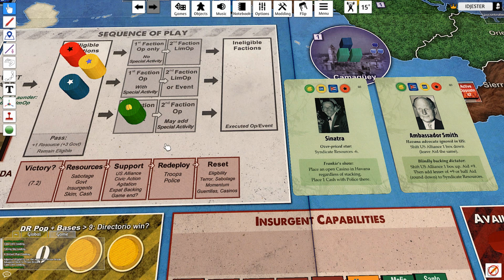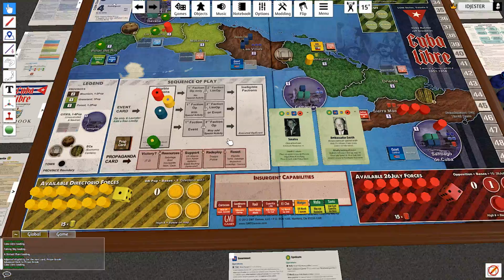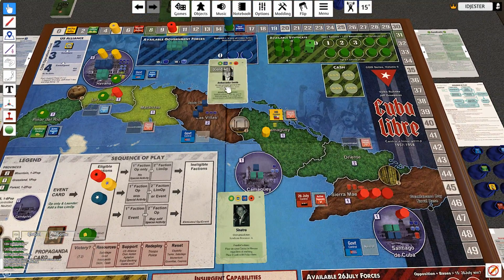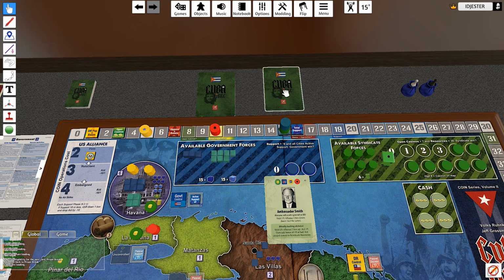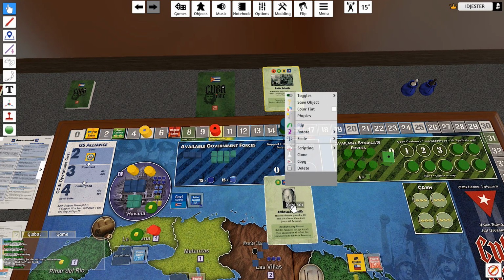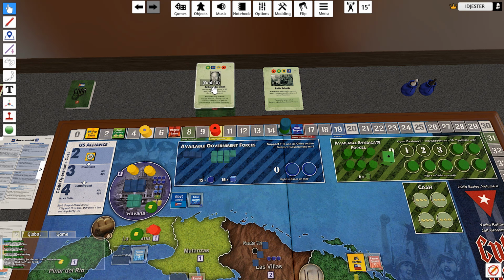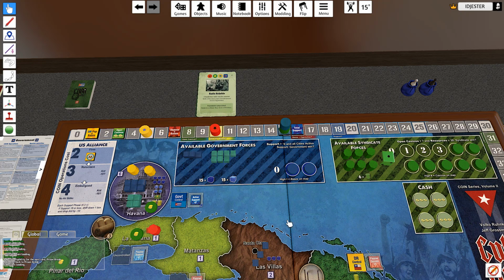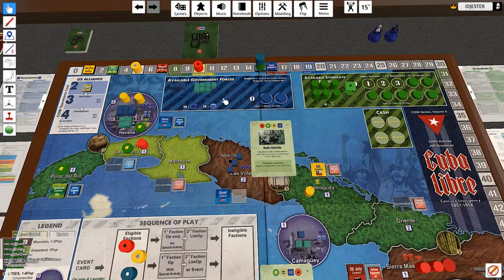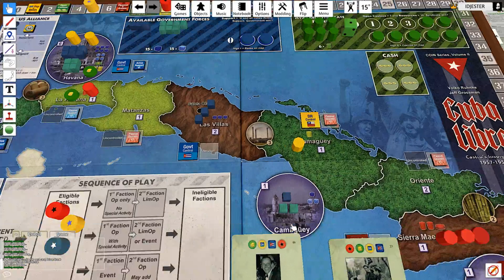So let's talk about the little matrix here and talk about what you can do. So again, you can pass. Passing gets you a little bit of resources, as you can see, and it leaves you eligible for the next card, right? So maybe what we want to do is bring in a little bit of a different card here that might make things a little more interesting. There we go. Let's set this one back on the deck. So let's say this was the next card being played. Okay, so we'll bring that one down because it makes a little bit more sense.